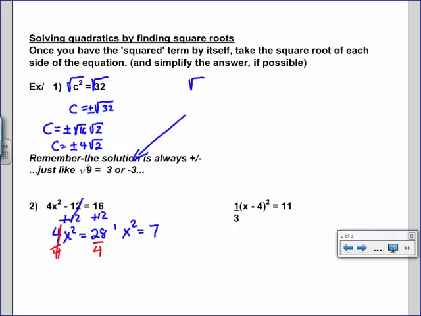Again, square root and square cancel each other out. So we simply have x is equal to the square root of 7. And remember to put your plus or minus, because you don't know if it's the positive or negative square root of 7.